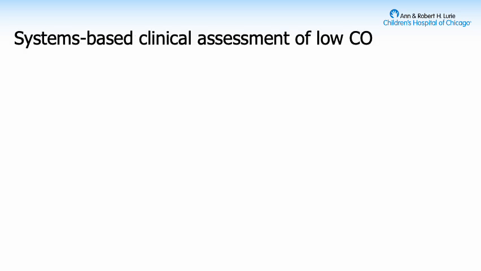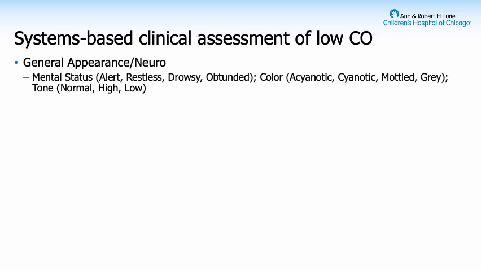For the H&P, we're looking from head to toe. For general appearance or neurologic assessment, we're looking at the mental state, whether restless, drowsy, or obtunded. We look at a patient's color, simply put, whether they're pink, blue, or gray, with those being progressively worse, of course. Then a patient's tone is particularly concerning if somebody's hypotonic, particularly in the face of interventions like pokes.